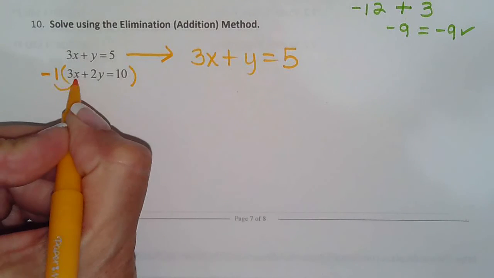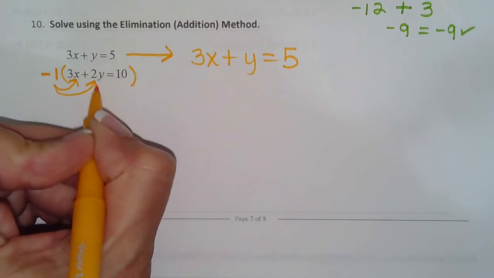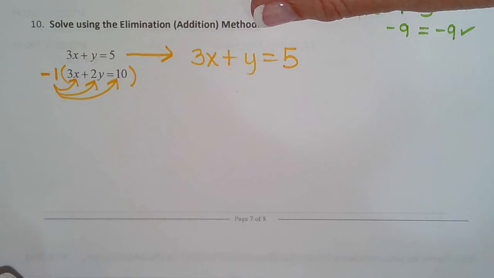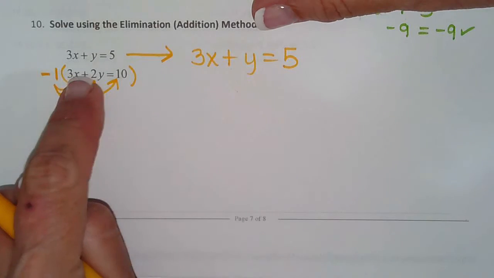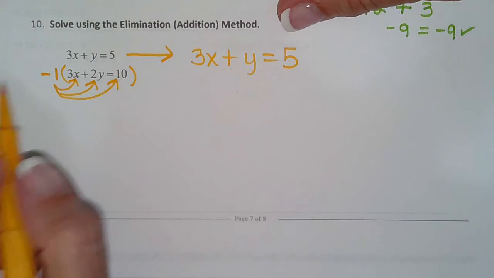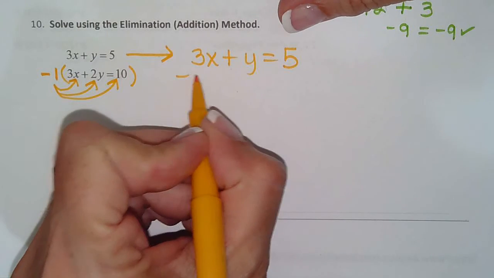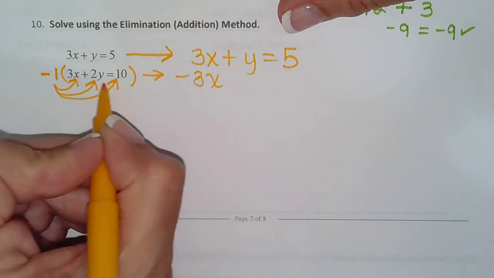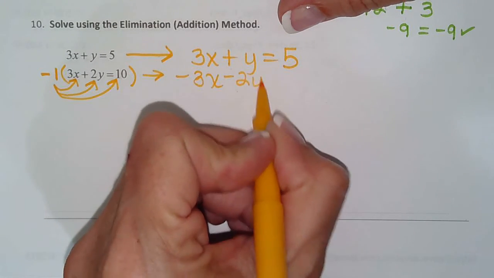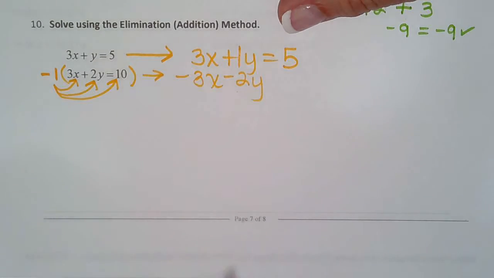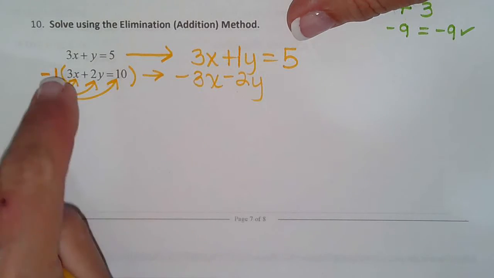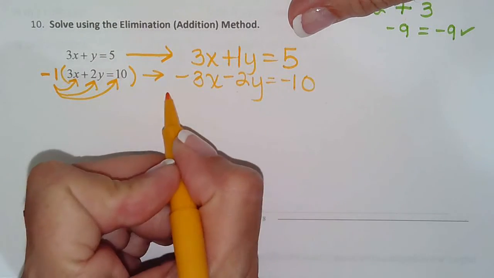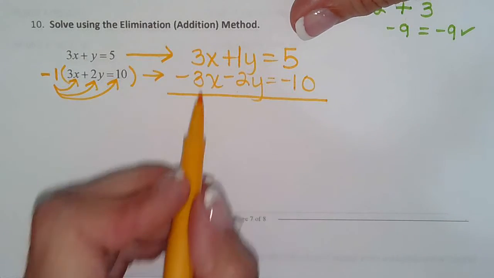So then remember how I said always put your arrows in? Excuse me. So that you don't forget about distributing all the way across. So this turns into -3x, -2y. And since we're going to be adding, it's kind of nice to put that 1 there. And -10. So remember, step 2 says eliminate the opposites.